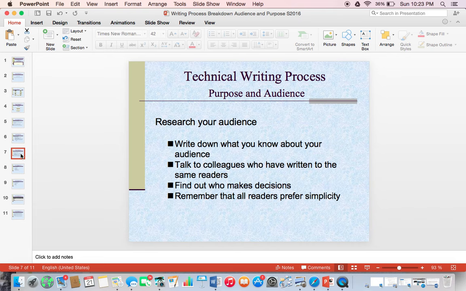As a matter of fact, there is what's called the KISS principle: Keep it short and simple, stupid. And this is a worthy goal for all technical documents, especially when you have no idea who your reader is.